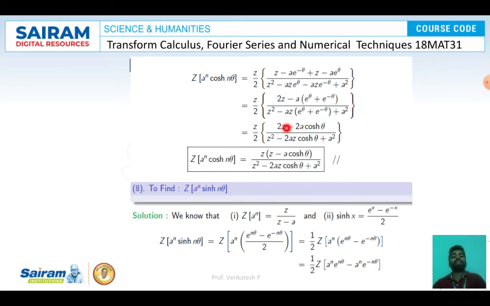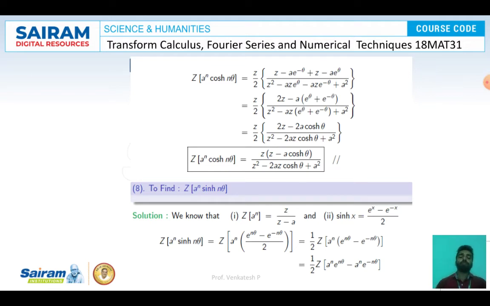So 2z into, this will become 2 times cos hyperbolic theta, we got 2a cos hyperbolic theta, by z square minus 2az cos hyperbolic theta plus a square. So from this I will take 2 as a common factor and cancel it with 1 by 2. We got the Z transform of a power n cos hyperbolic n theta will be equal to z into z minus a cos hyperbolic theta, divided by z square minus 2az cos hyperbolic theta plus a square.